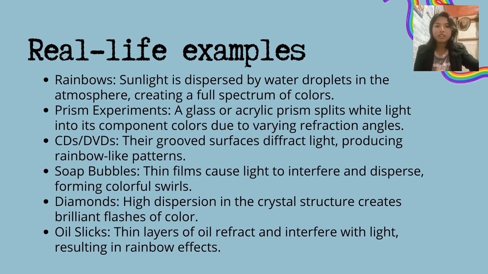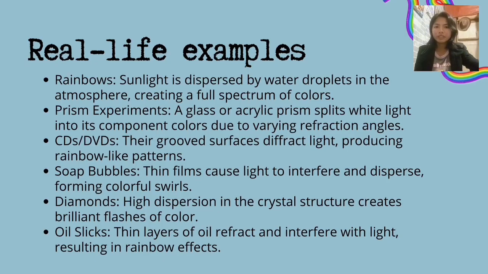Next is CDs and DVDs. They have finely grooved surfaces that diffract light, producing rainbow-like patterns when viewed under direct light. Next is soap bubbles. Soap bubbles create colorful swirls because their thin films cause light waves to interfere and disperse. Next is diamonds.